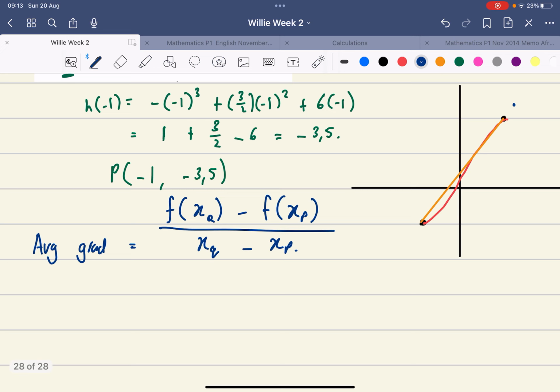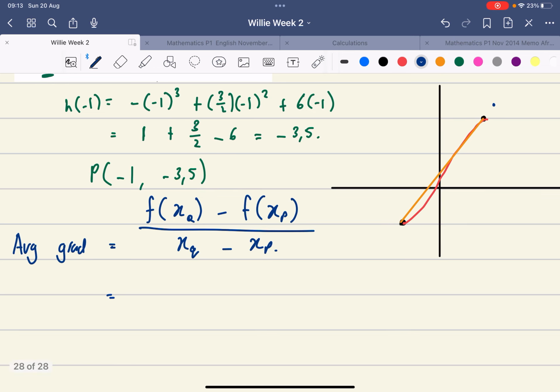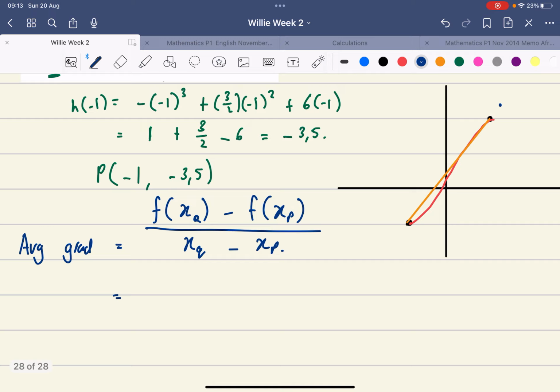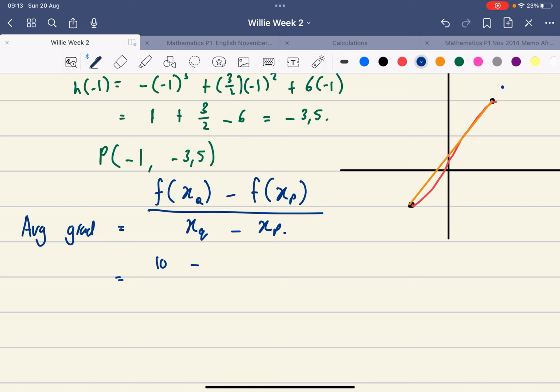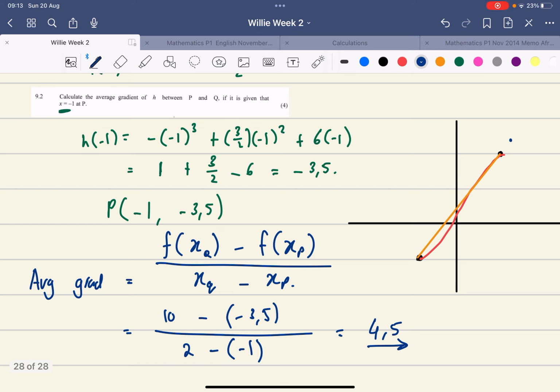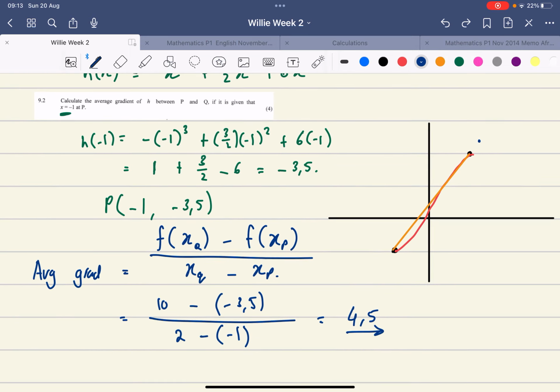So we've got these values. What is the y coordinate of Q? Well, it's given to us up here. It's 10, and the y coordinate of P is minus 3,5, which was calculated here. Minus 3,5, all over 2 minus -1. That comes out to be 4,5. Does that make sense? Well, we can see clearly that we have a positive line that connects these two points, so it makes sense that the answer comes out as positive.